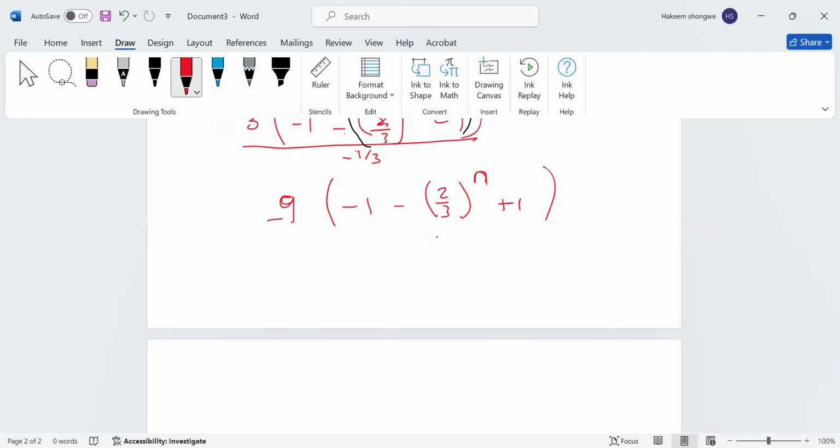And then this all over is this one. Is this 9? Yes, it's going to be positive. So we have this one and this one is positive, positive 9 and 2/3. So your answer is going to be 9 multiplied by open bracket 2 all over 3 to the power of n. Then we're done. This is the final answer.